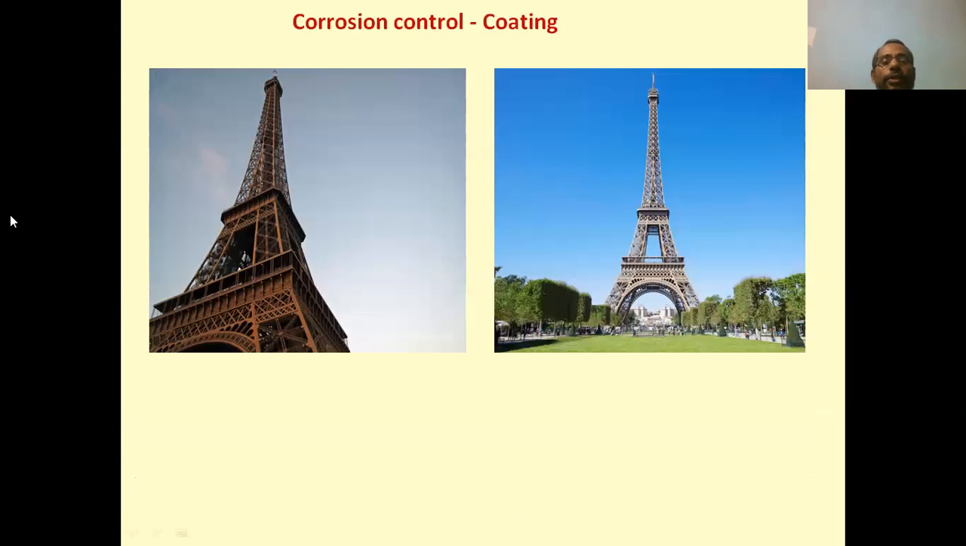One example is here. This is the Eiffel Tower, made from iron. See how it would rust, but its entire surface has been coated with some coat. That's why it looks like this, a pleasant color. So this is how corrosion is prevented by coating.